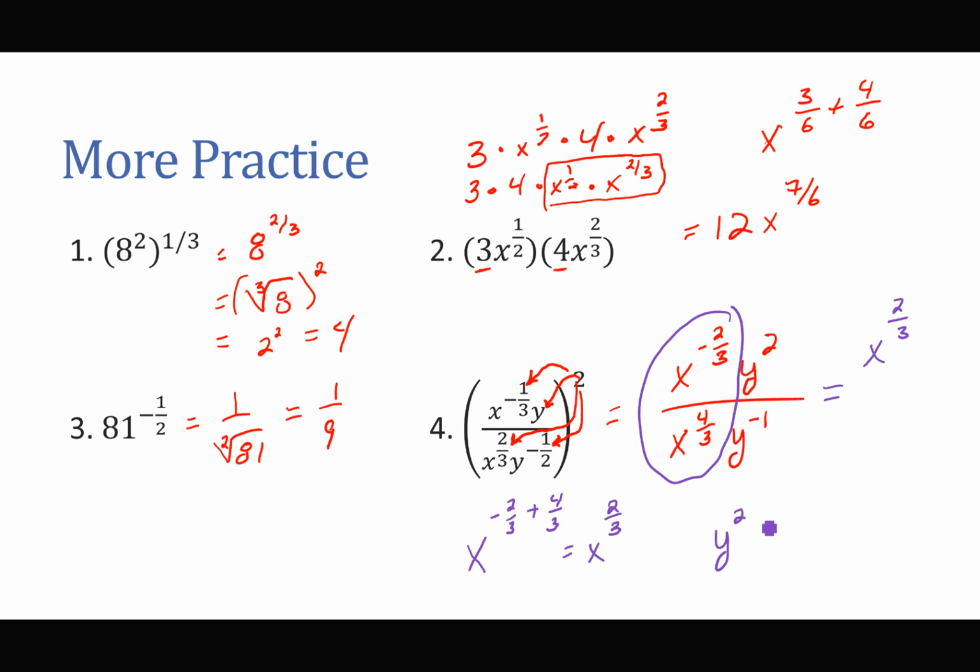Denominator, I have y squared plus a negative 1, so I'm just going to write it as y squared minus 1. So this is then just y to the first. That first is kind of irrelevant. It's positive, so I can just write it as y all in the numerator. Okay? I don't have anything left that's not going to work.